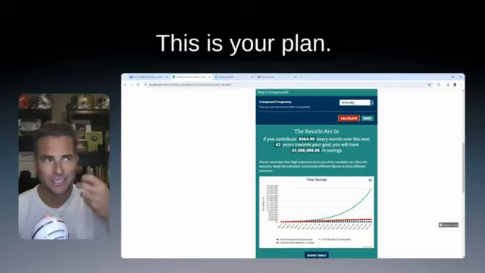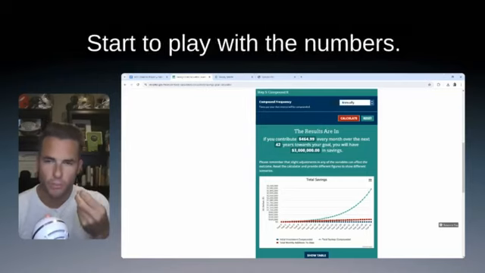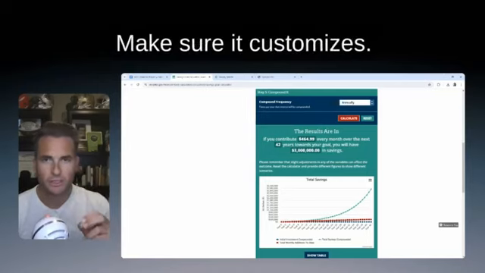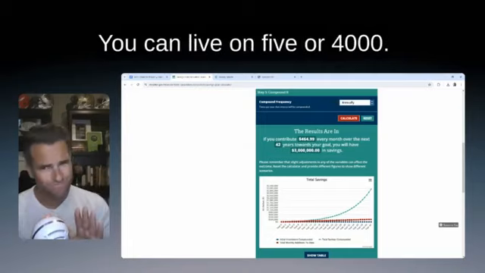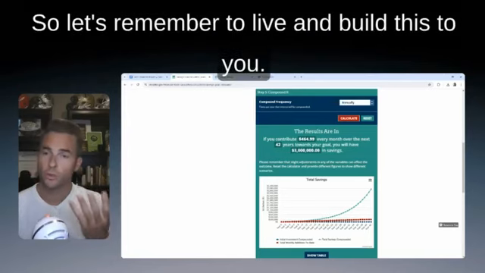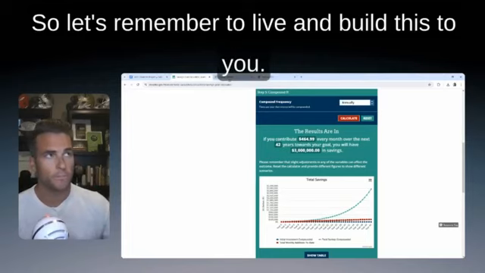This is your plan. This is your character. Start to play with the numbers. Make sure it customizes. Is 6,000 too much? You can live on 5 or 4,000. This is your freedom years. So let's remember to live and build this to you.